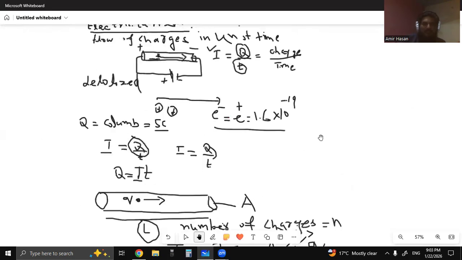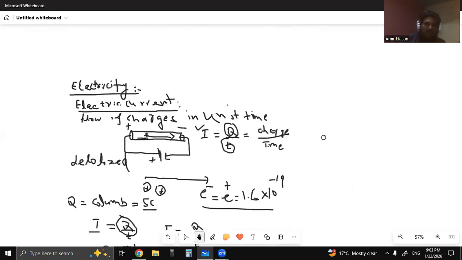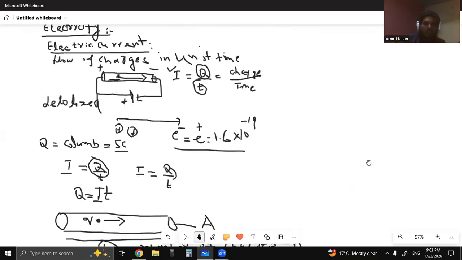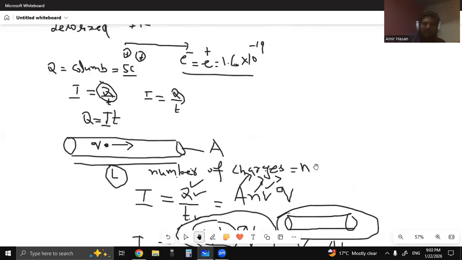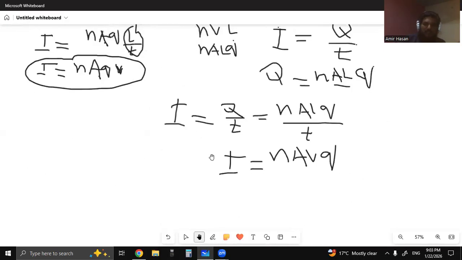I am here understanding and trying to clear the chapter according to the past paper. Now, these types of questions are coming in the past paper. How do we form the value of I equal to nAvQ? This type of derivation is coming in the past paper.